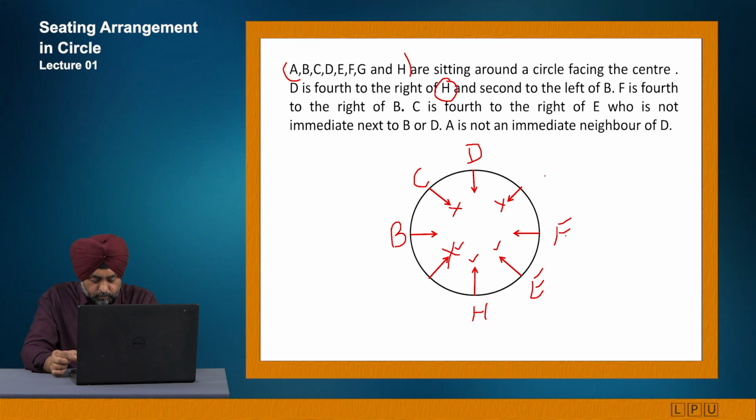Last line: A is not a neighbor of D. If A is not a neighbor of D, then A cannot come along with D, so A will come here. Now who is left? A, B, C, D, E, F, we are left with G, so G will come here. So this is how you have to make a circle. This is the second circle that we have practiced. Now let us see some questions associated with this circle.